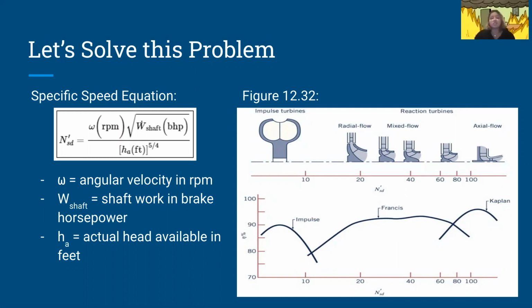So once we have this specific speed, we can go to figure 12.32. And according to our result, we will either get reaction turbines or impulse turbines. So we could get anything from radial flow, mixed flow, or axial flow. And this is very important because we want to find a turbine that is good for a specific process, that is efficient enough, and that won't make a problem with any of the other units. But besides this particular property, we also need to look at turbine design, testing, and industry experience.